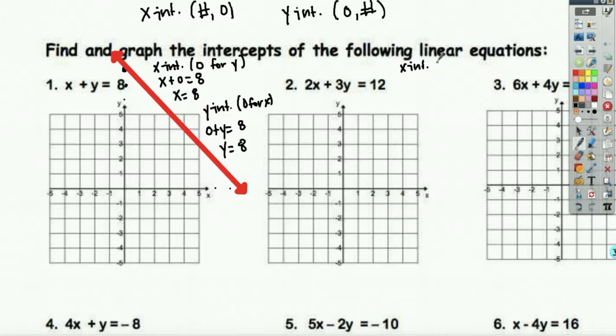Alright, on number 2, we want to find the x-intercept. So we're going to plug in 0 for y. So that means we're going to have 2x plus 3 times 0 equals 12. So it means we're going to have 2x equals 12 because 0 times 3 is 0. We would divide both sides by 2 and we'll get that x is equal to 6. So on our x-axis, we'll go to where we think 6 is, which will be about here.